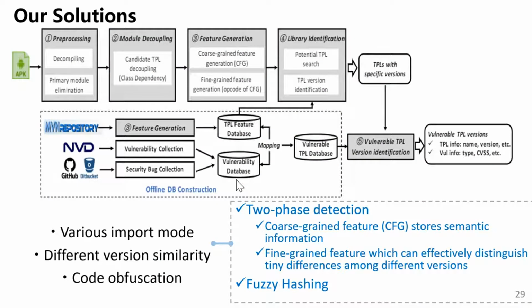Then we need to extract the code features from the TPL candidates. If we want to achieve good resilience to code obfuscation, we need to include features with rich semantic information. Therefore, we choose CFG as our feature. In order to distinguish different version similarity, we need to include some fine-grained features. Therefore, we choose opcode as our version feature. In order to effectively handle various import modes and code obfuscation, we use fuzzy hashing to generate our features.